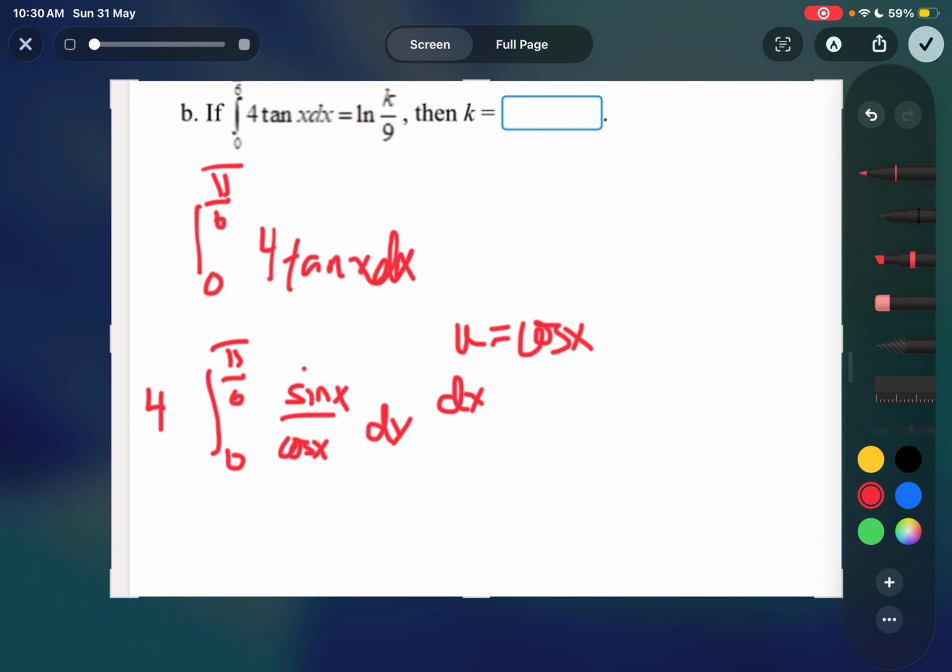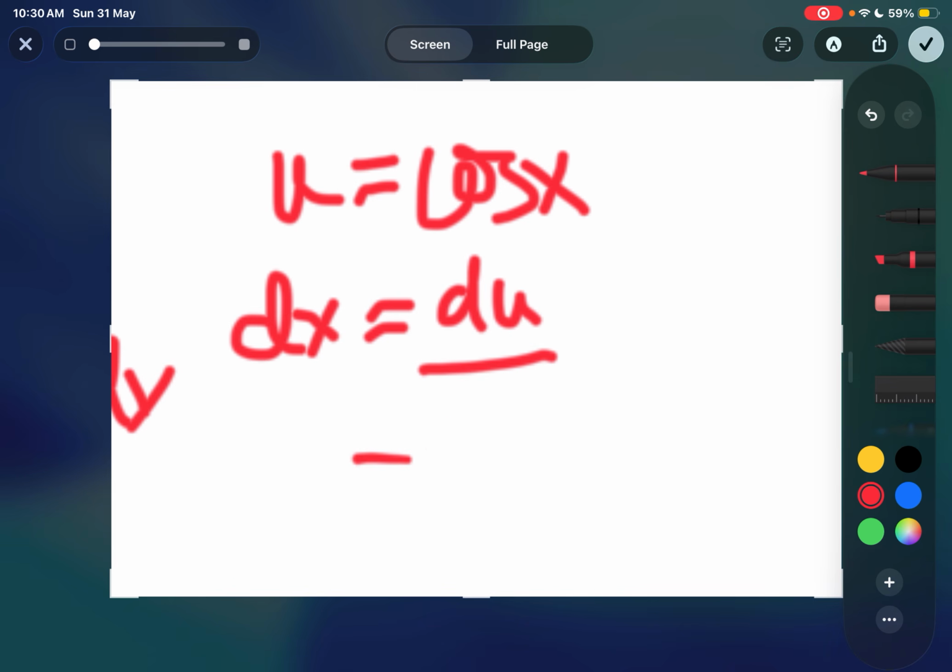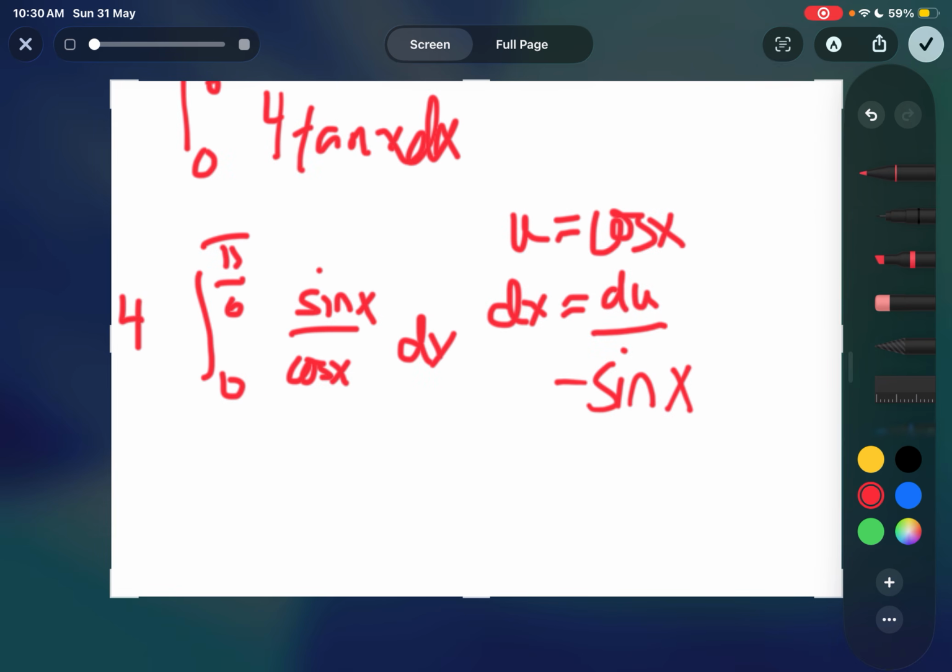And now you do that u substitution, you take u equal to cosine x, and then dx will be, as I said, du over the derivative of u. The derivative of cosine is negative sine x. You have to memorize this by now. Why do you change it to sine over cosine in terms of tan, and take u substitution? So in the end you can have it all in one term.